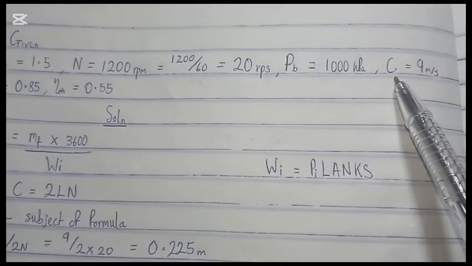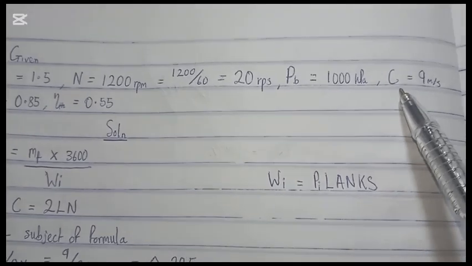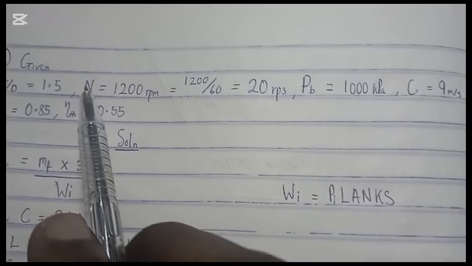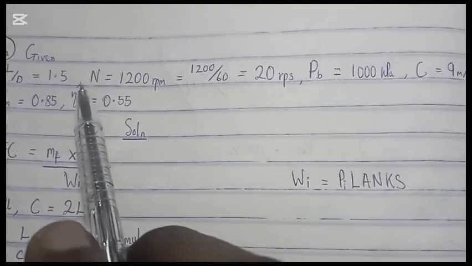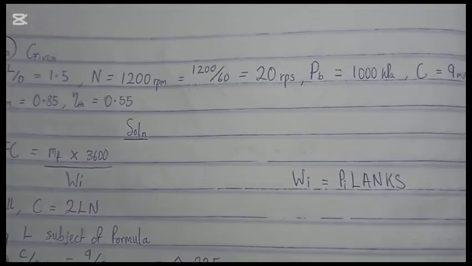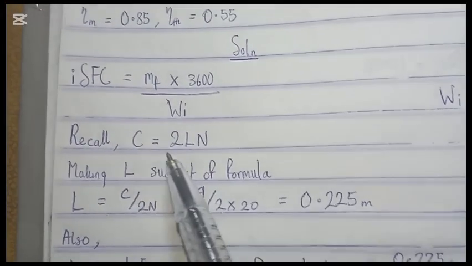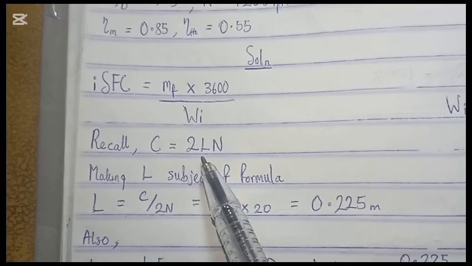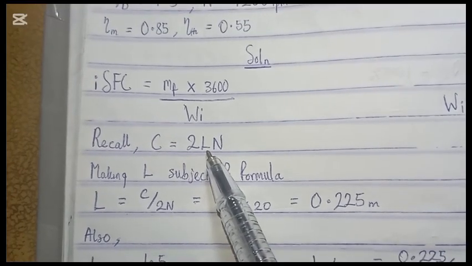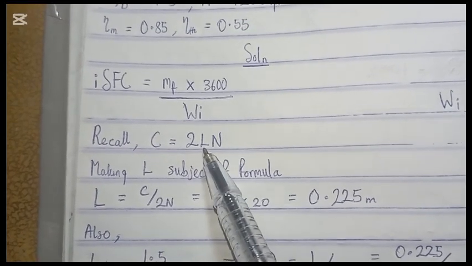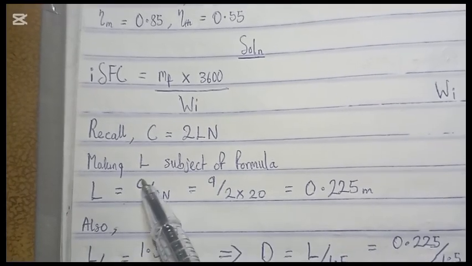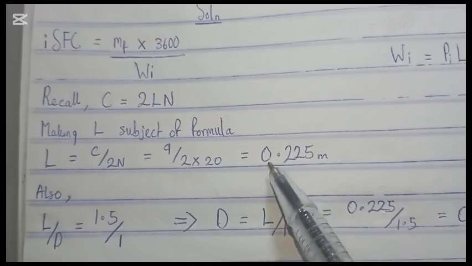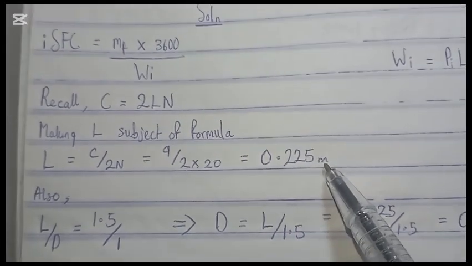In our question, we were given our piston speed and our engine speed. And what is the relationship? The piston speed is equal to 2LN. We don't have our L, so let's find L with this relationship. Making L subject of the formula, L is equal to piston speed over 2N, that is 9 over 2 times 20, to give you 0.225 meters. So we have our L.